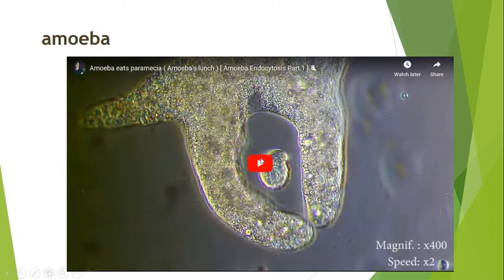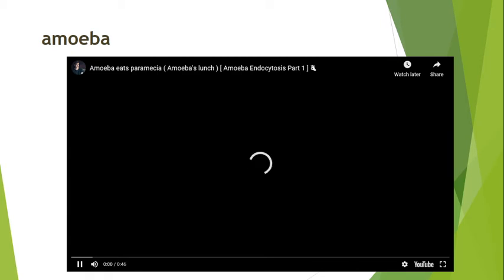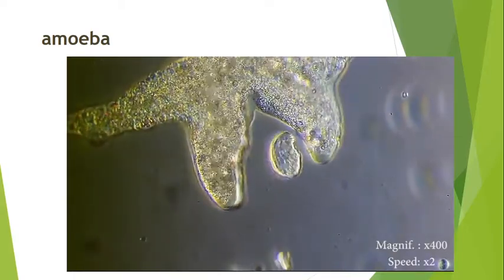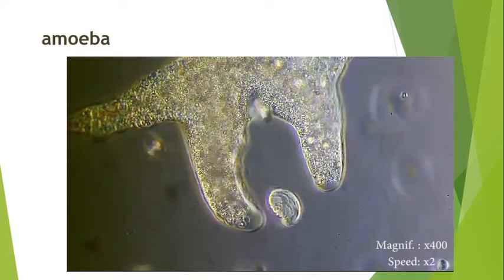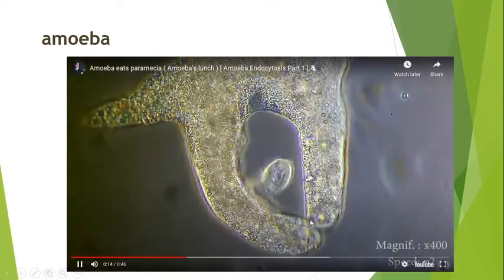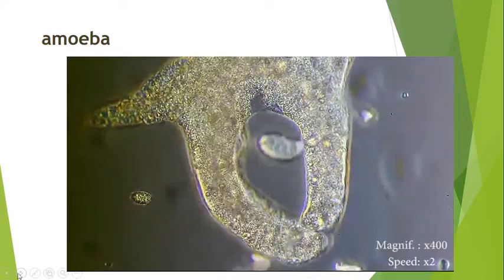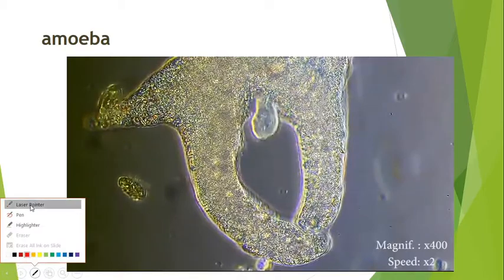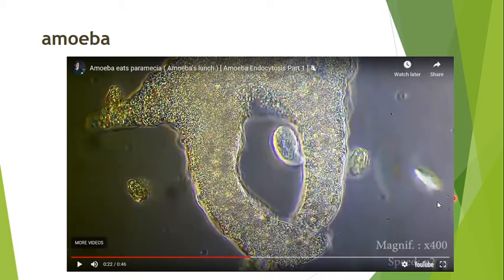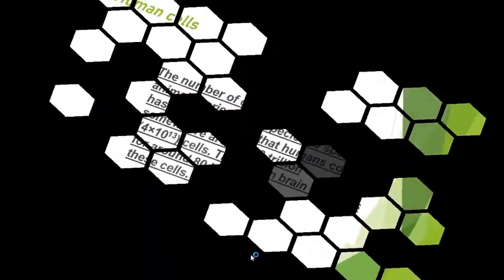I have downloaded this video from YouTube. Now let's see the video. This is called amoeba's lunch. Why is it called amoeba's lunch? Because it is having its food. This part is the food, and you can see the structure of the amoeba is changing. It is capturing its food. Okay, you have seen the video. Now let's go to the next slide.